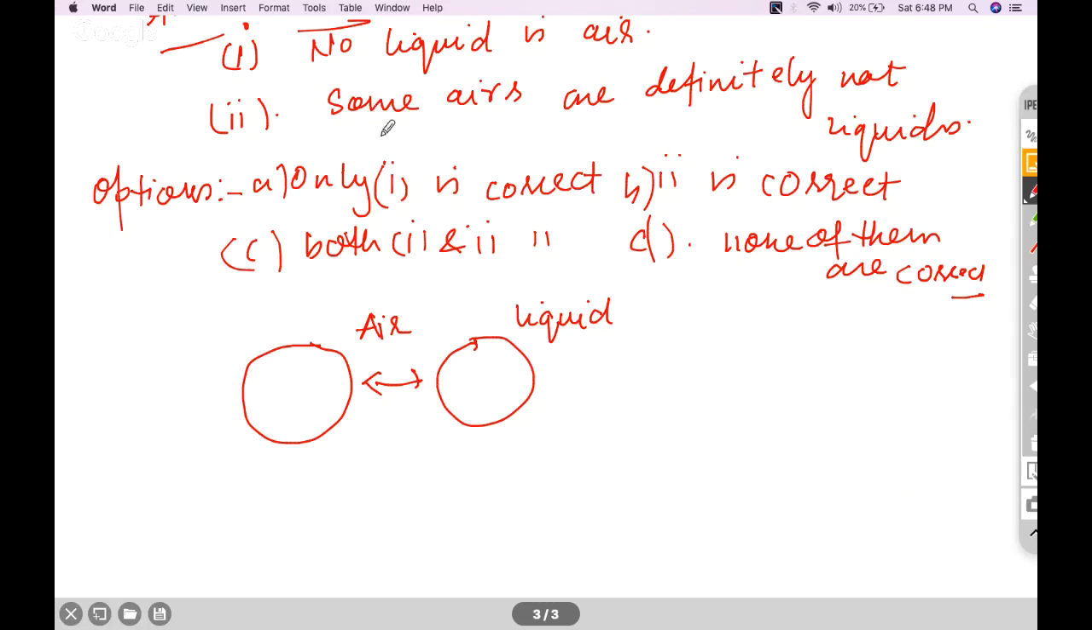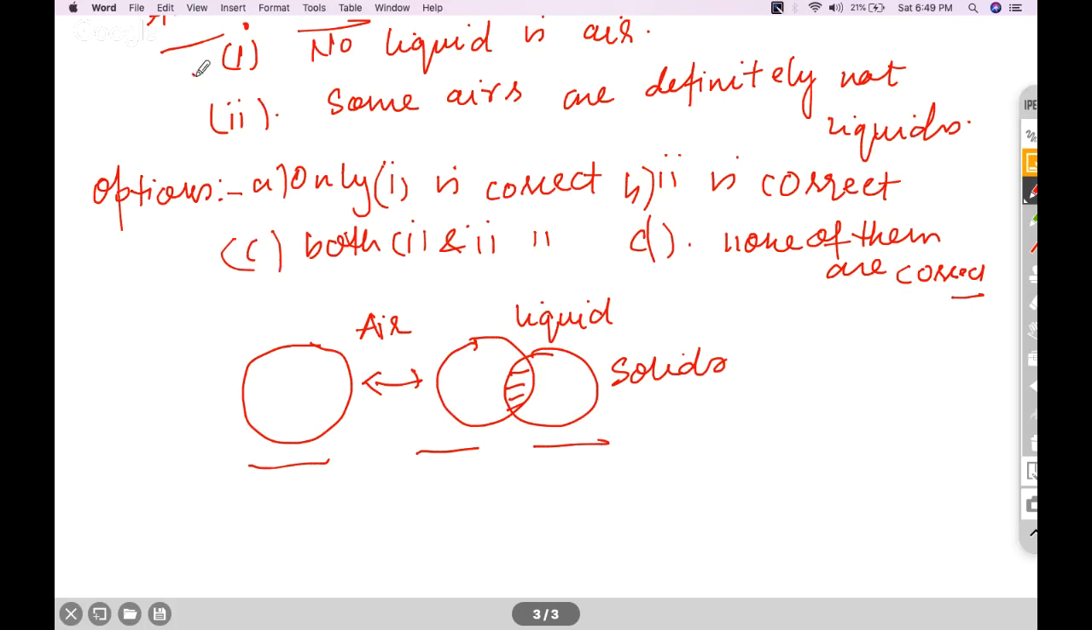So try to understand. Oh, I'm reading only the answer statement. Some solids are liquids. So let me make solids. And some solids are liquid means there is some interaction between them. A portion of solids would not be liquid, a portion of liquids would not be solid. So these are the three Venn diagrams for three different variables, which are air, liquid, and solid.